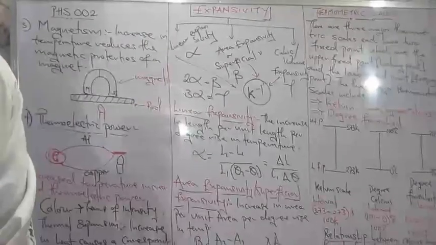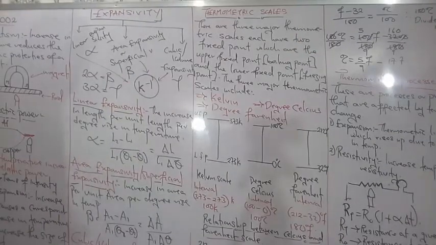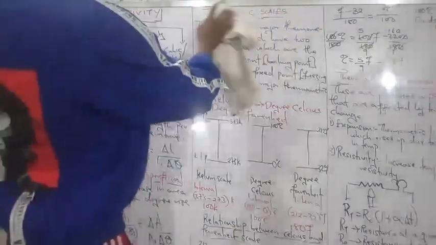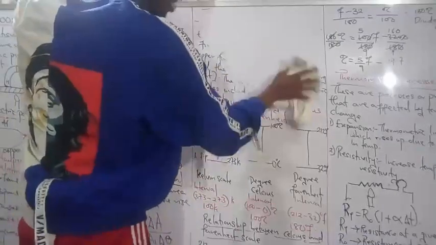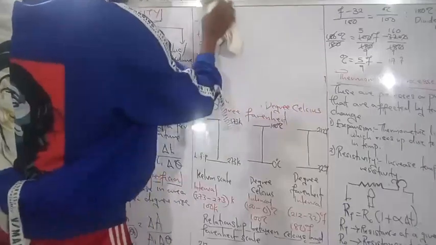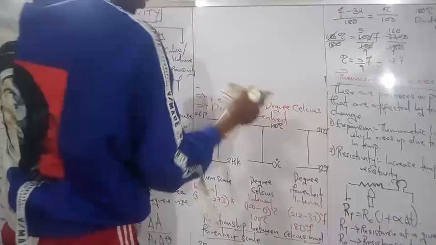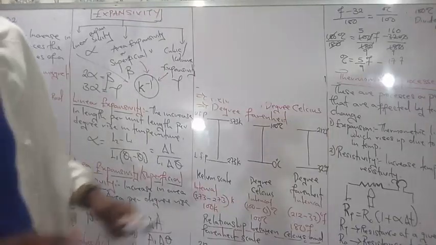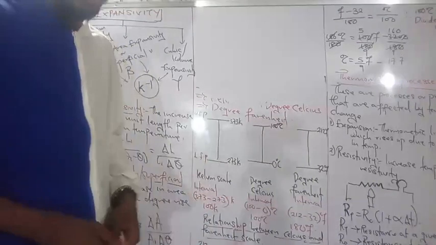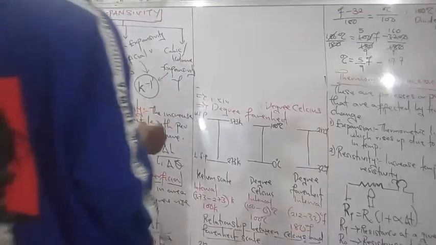Finally, we'll talk about the anomalous expansion of water. Now, the anomalous expansion of water is just talking about the abnormal behavior of water. Normally, every substance is supposed to expand when heated, but water tends to misbehave within the temperature range of 0 degrees Celsius to 4 degrees Celsius. And that's what we want to study now in a very short and brief way.